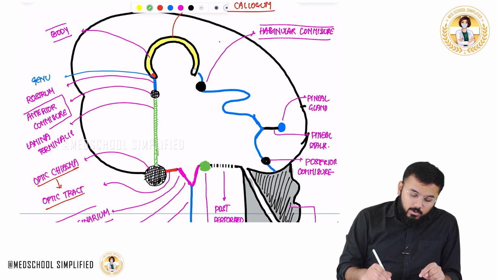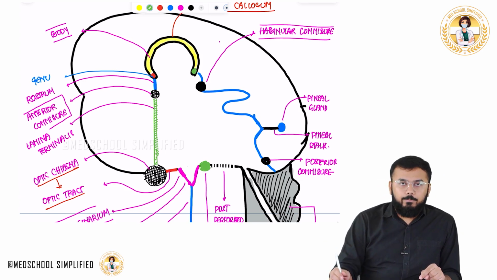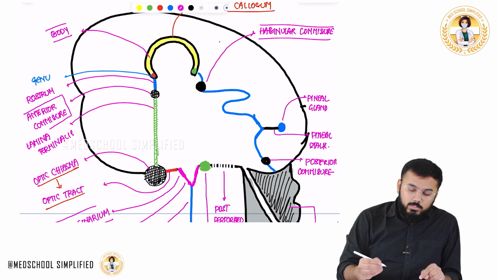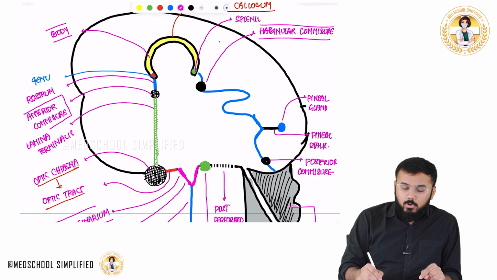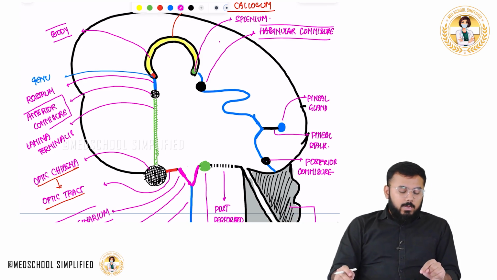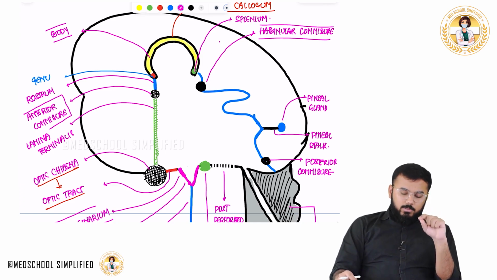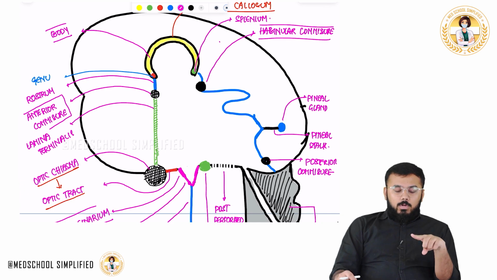And down here you have another structure with the green color. This structure, located with the green, is called the splenium. What do you call this particular structure? This is your splenium of corpus callosum. So, what are the different parts of corpus callosum we have? One is the genu of the corpus callosum. Just above that we have the body of the corpus callosum. After that we have the splenium of the corpus callosum.